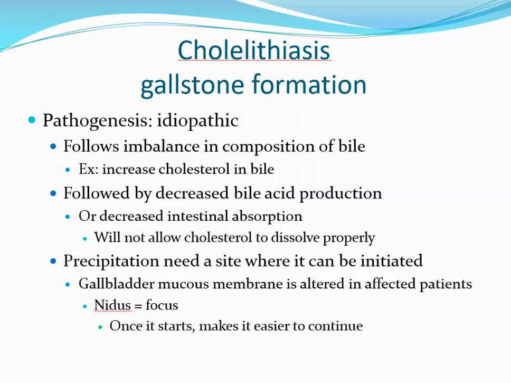Precipitation or the formation of a gallstone also needs a site where it can be initiated. So oftentimes patients' gallbladder mucosa is altered in some way. This creates a nidus or a focus for the start of precipitation. Once precipitation starts, it then makes it easier for the process to continue.